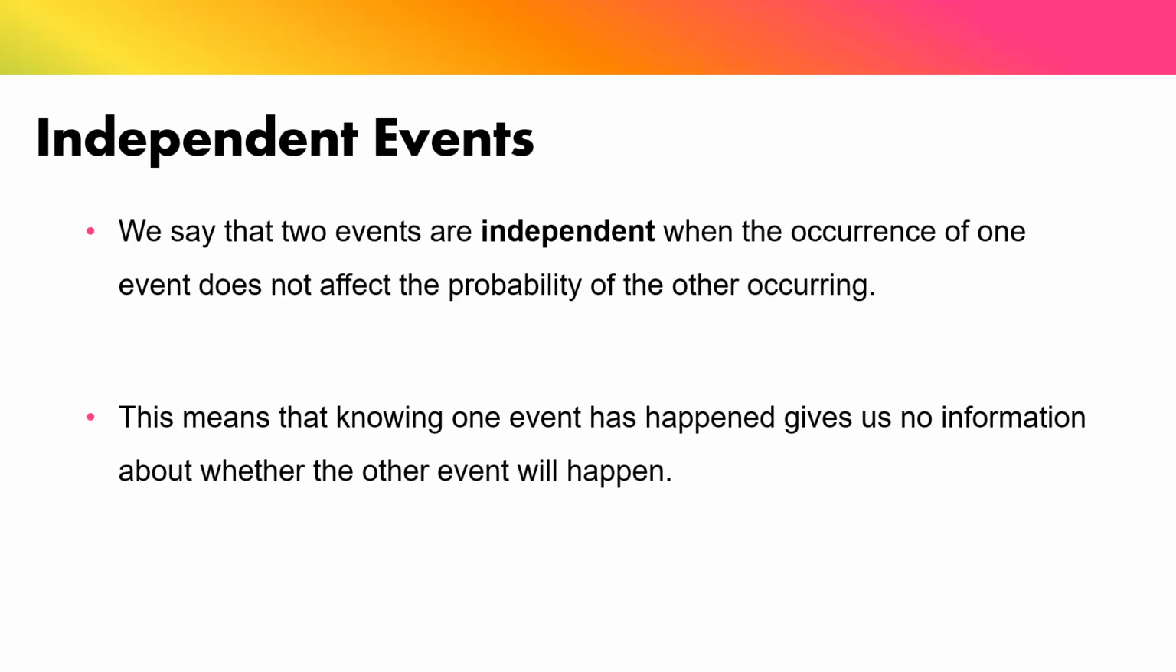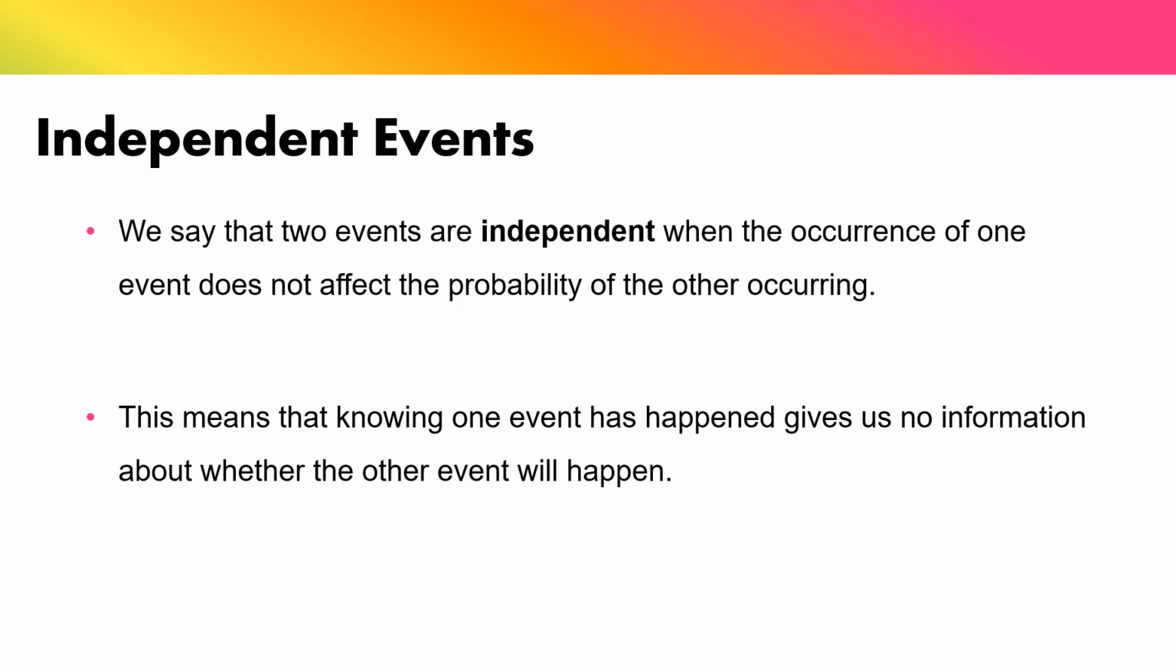Before we begin, I need to give you a definition. Our first new vocabulary word that you're seeing here is independent events. We say that two events are independent when the occurrence of one event does not affect the probability of the other occurring. So this would be like the probability that it rains and the probability that you get Taco Bell for supper. Those two events have no effect on each other.